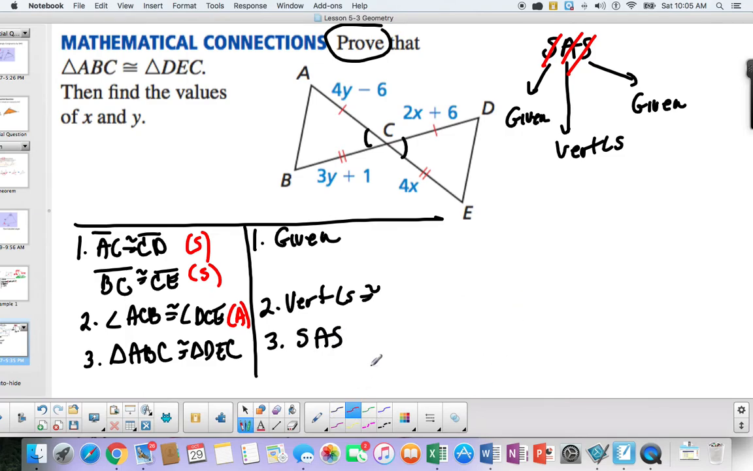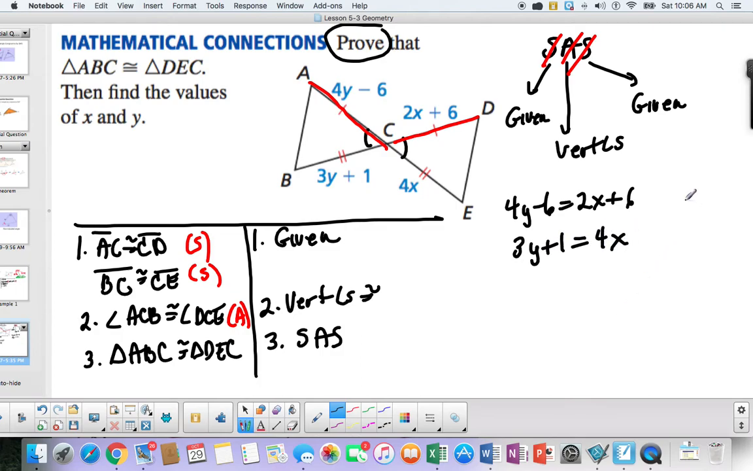Now I'm going to actually solve for x and y. Remember, I was told that AC, this thing, is congruent to CD. So I'm going to go ahead and write that. I'm going to write 4y minus 6 is equal to 2x plus 6. And I can't solve for x or y yet. Now I also know that 3y plus 1 is equal to 4x.